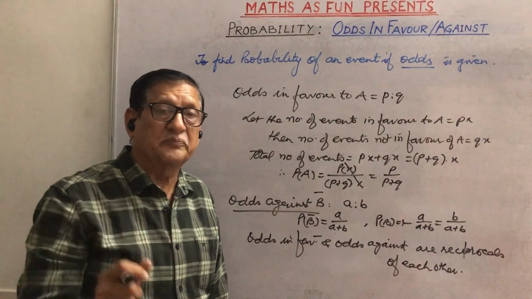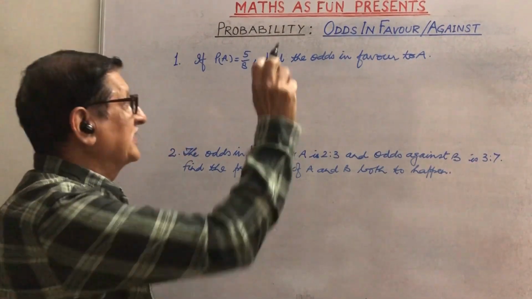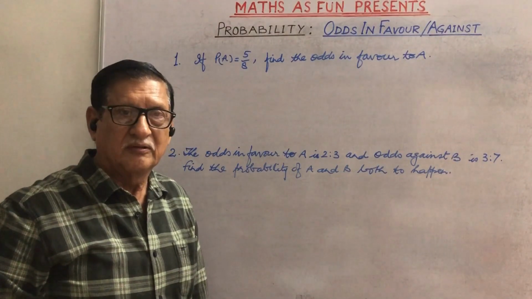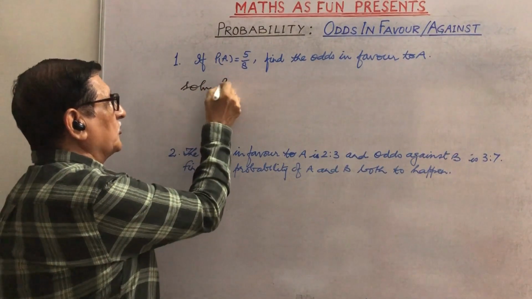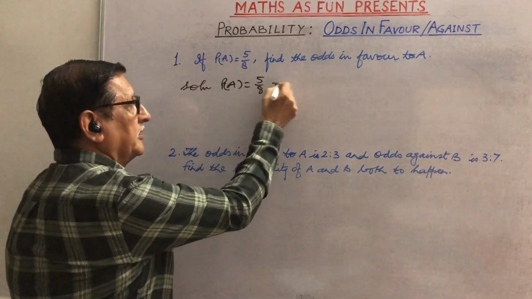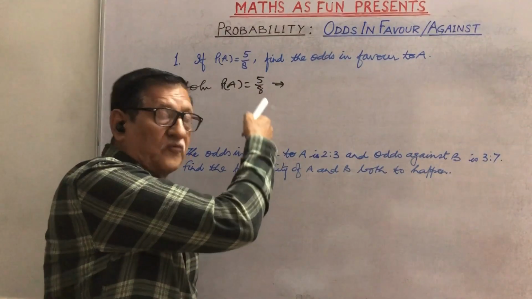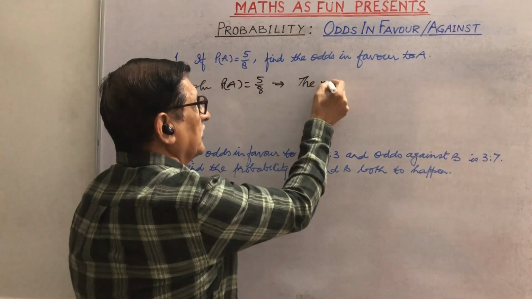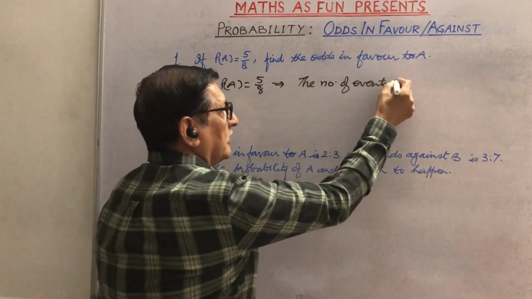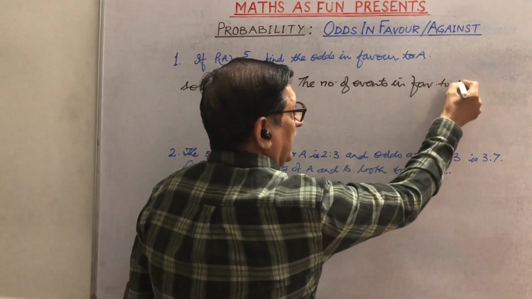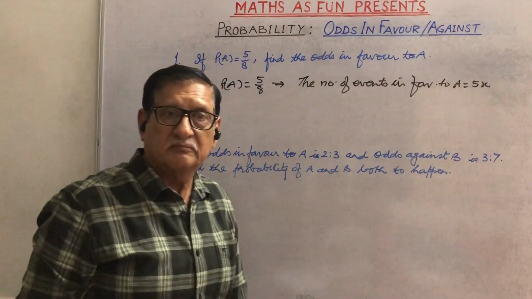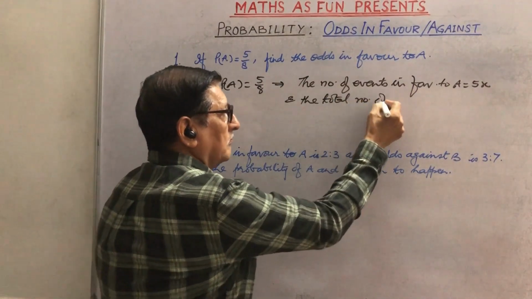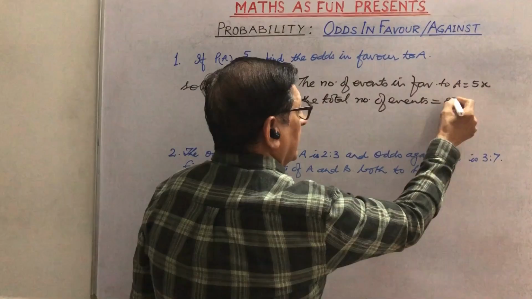Now we will discuss some examples based on the same. The first problem we discuss here is, if P(A) is 5 by 8, find the odds in favor of A. We have been given the probability of A is 5 upon 8. It means, can we say that the number of events in favor of A will be some multiple of X? So the number of events in favor of A is 5X, and the total number of events will be 8 into X in that case.